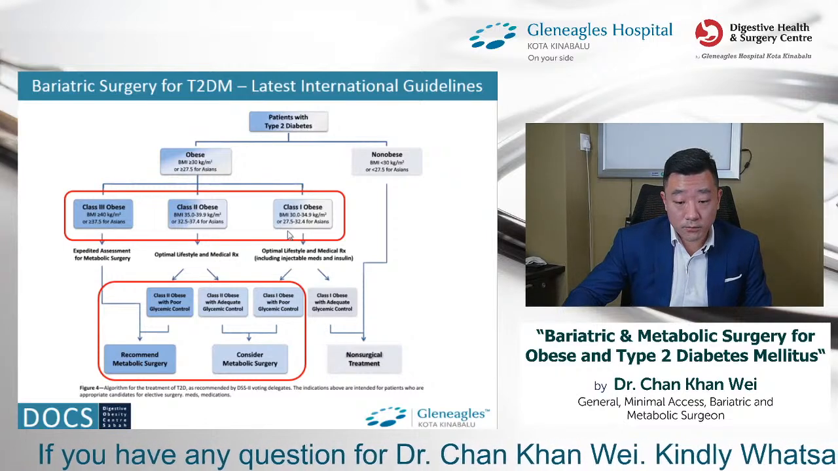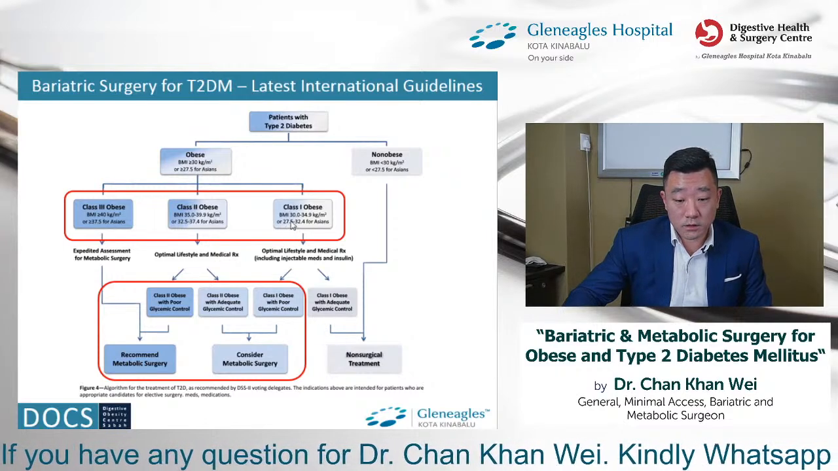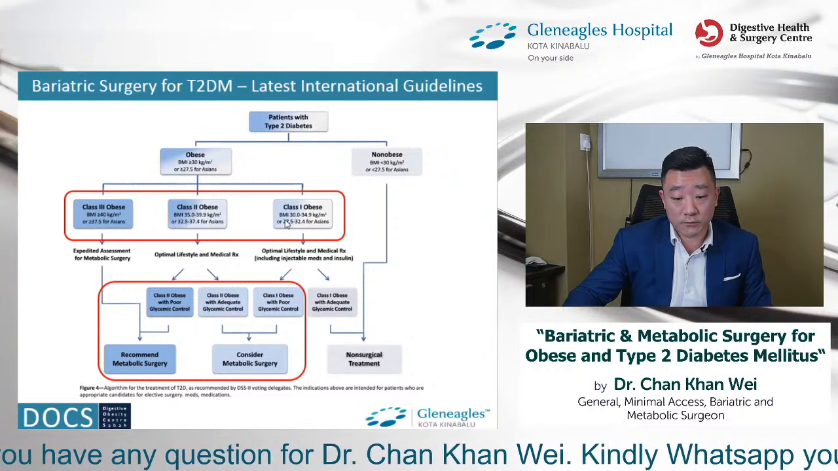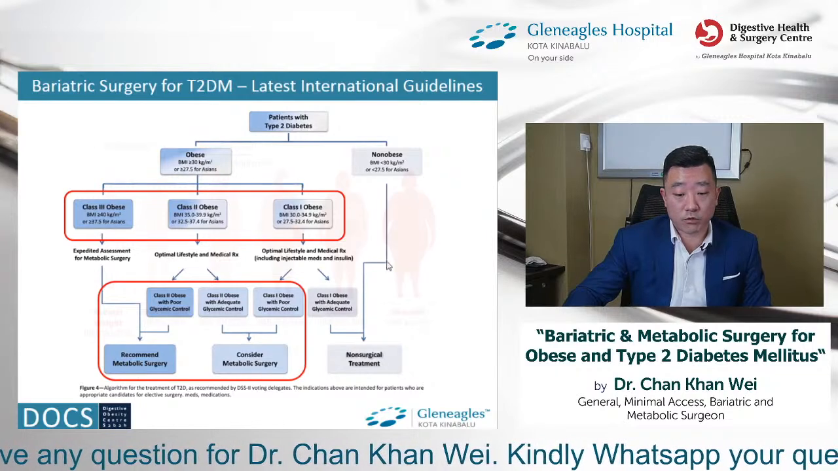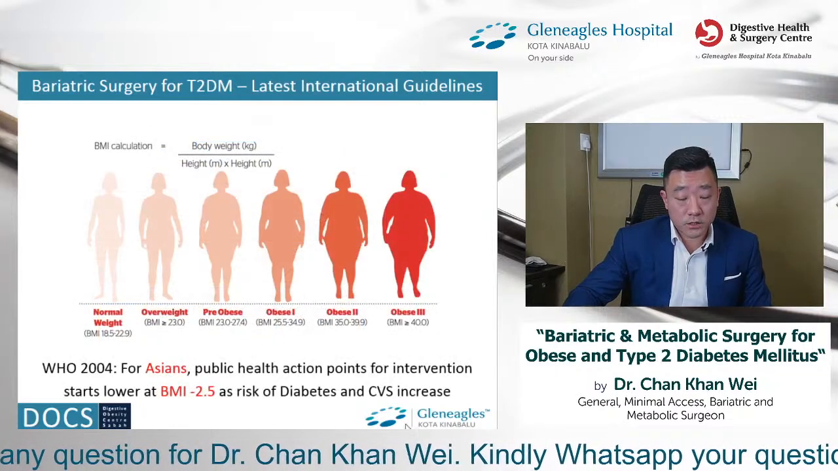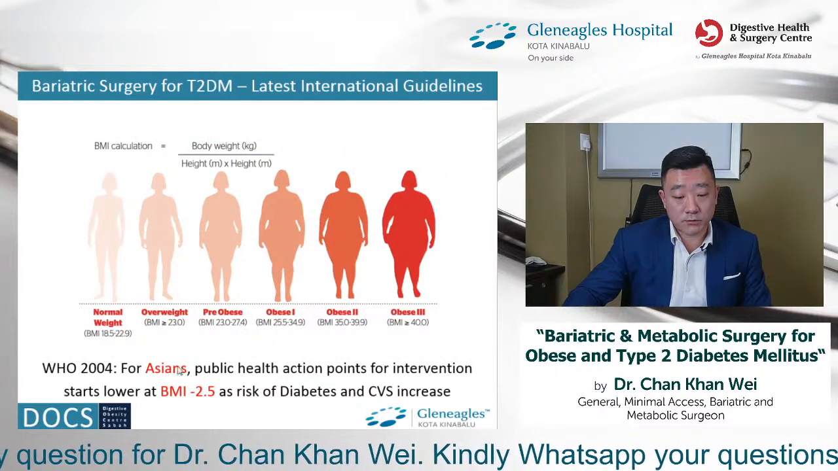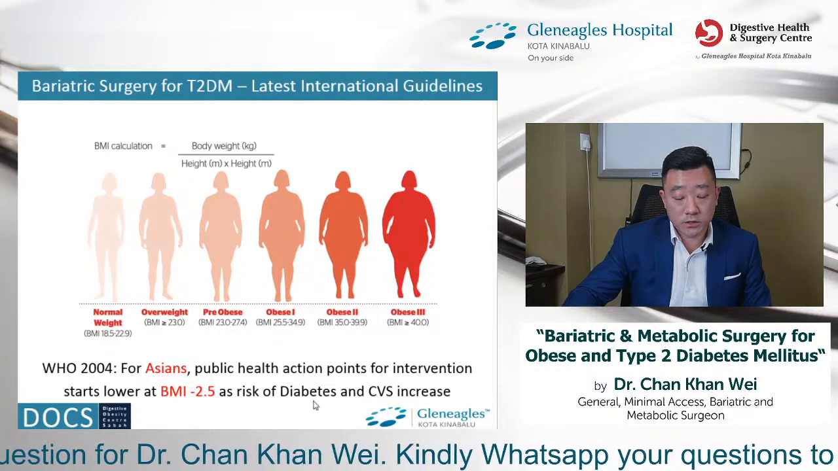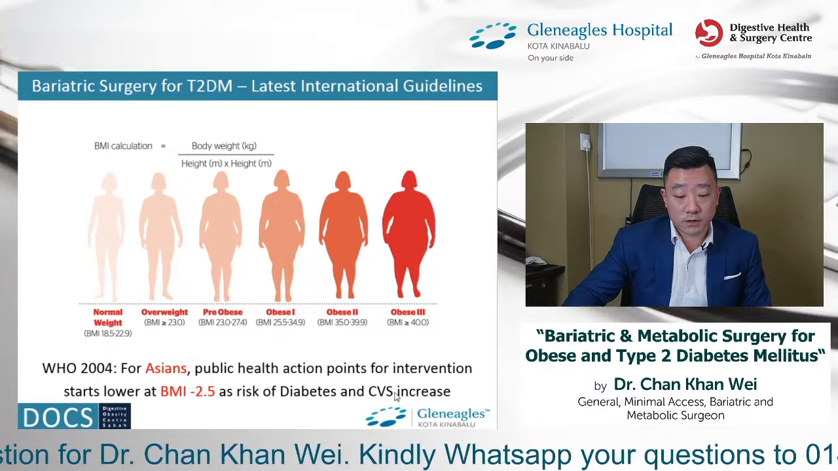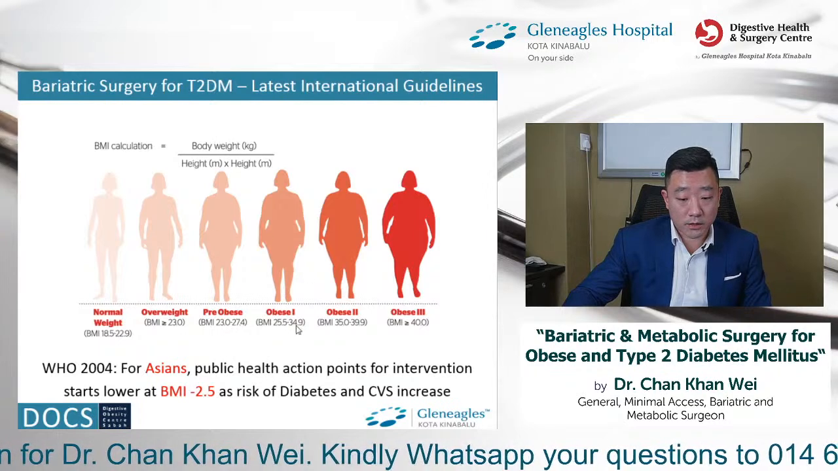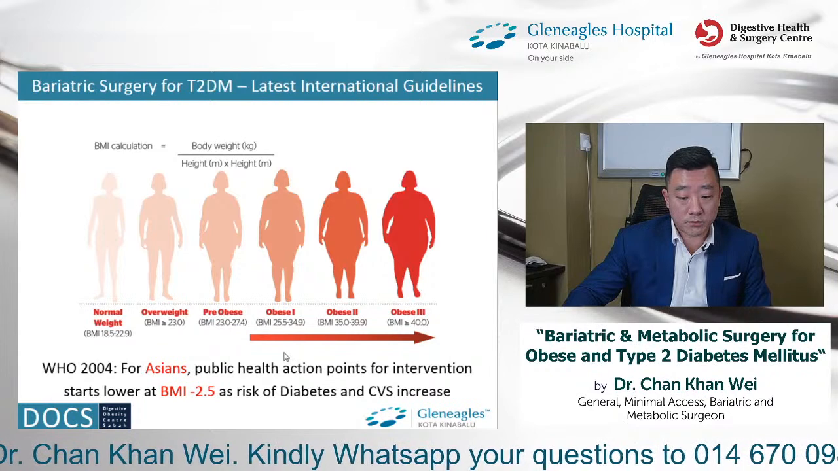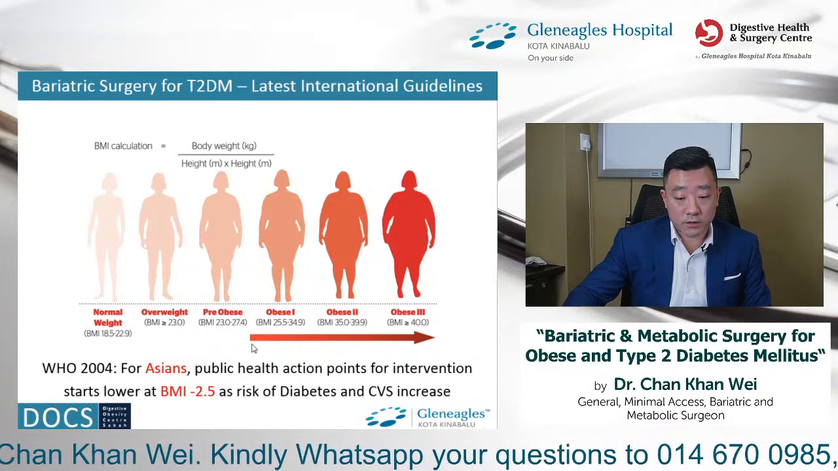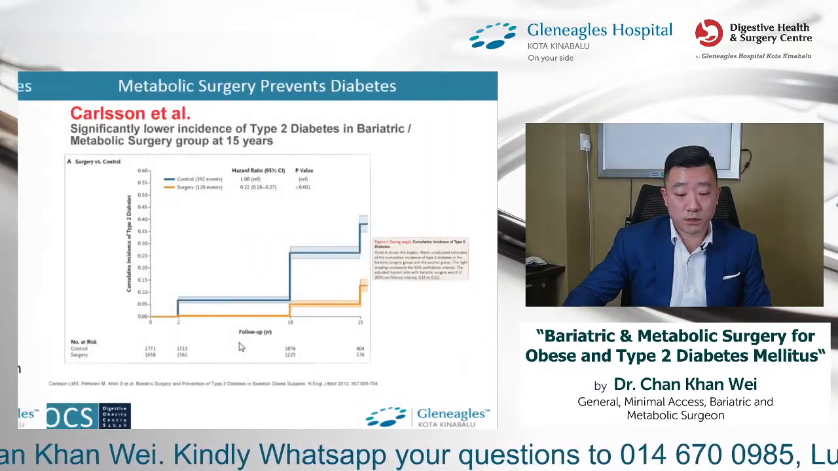And class 1 obesity in the Caucasian group or the Western world is from BMI 30 and above, but for Asians it is from BMI 27.5 and above. This is because we recognize that for Asians, there are higher risks of diabetes and cardiovascular incidence at a lower BMI. So we take 27.5 as our cutoff for treatment for diabetes mellitus via bariatric surgery, or in other words, metabolic surgery.